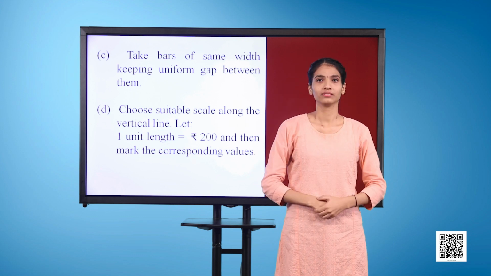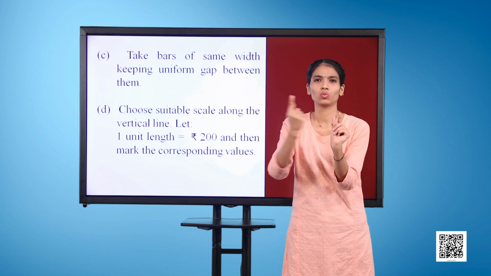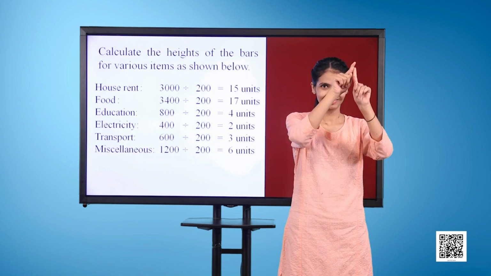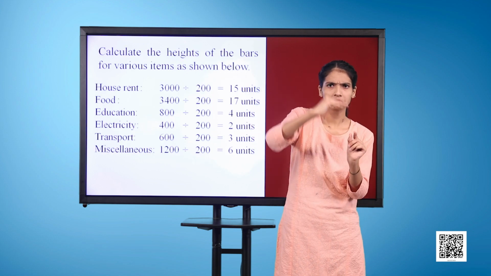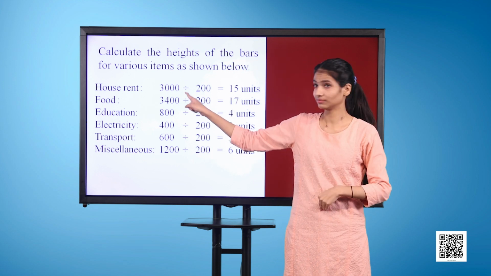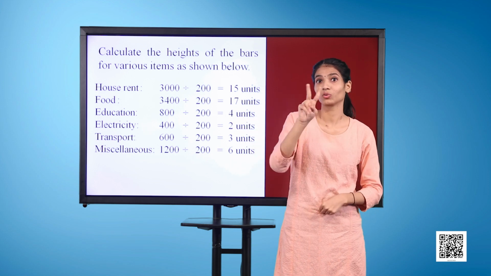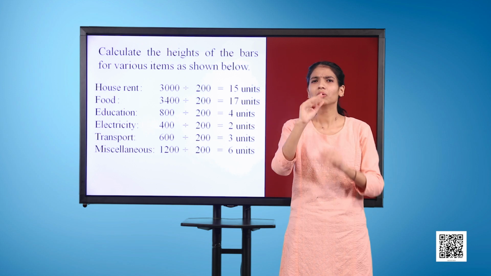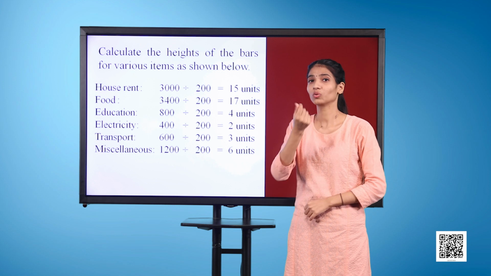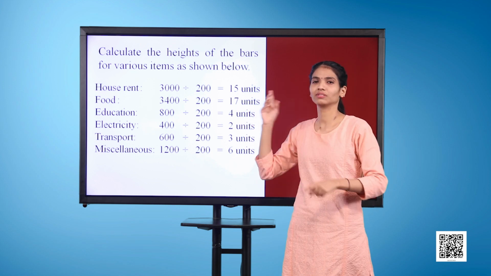D. Choose suitable scale along the vertical line. Let 1 unit length be equal to 200 rupees and then mark the corresponding values. Calculate the heights of the bars for various items as shown here. House rent 3,000 divided by 200 is equal to 15 units. Food 3,400 divided by 200 is equal to 17 units.